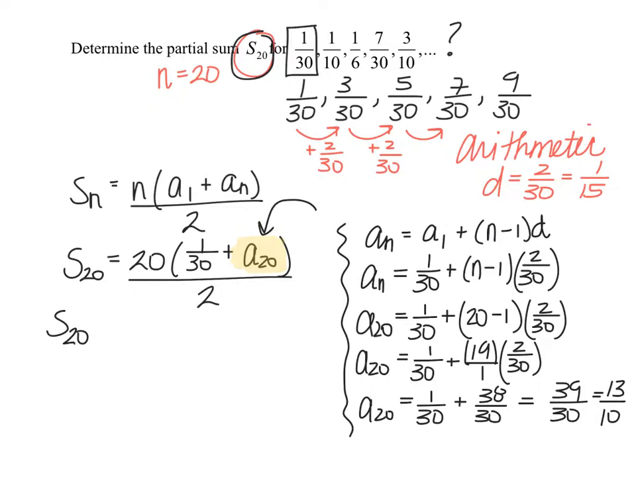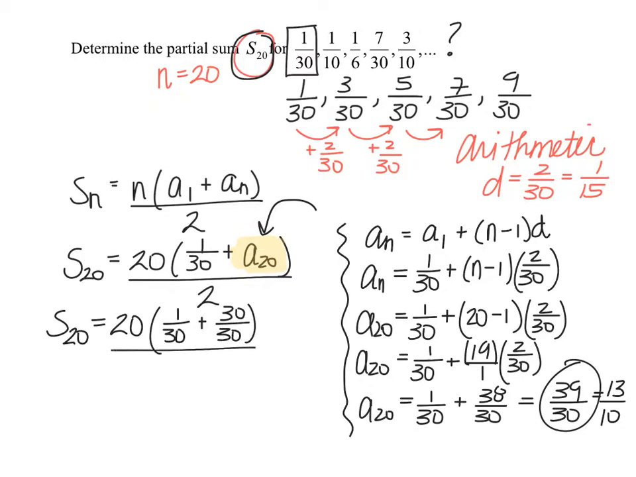So the sum of the first 20 terms will be found by taking 20 times 1/30th plus the 20th term. I'm going to go ahead and leave it as 39/30 since I can see I have a common denominator. So we might as well leave it. I'll divide it by 2. And at this point, you could very easily, oops, sorry you guys, I just saw that I wrote 30/30. Let's try that again. That was 39/30. I'm glad I caught that early.